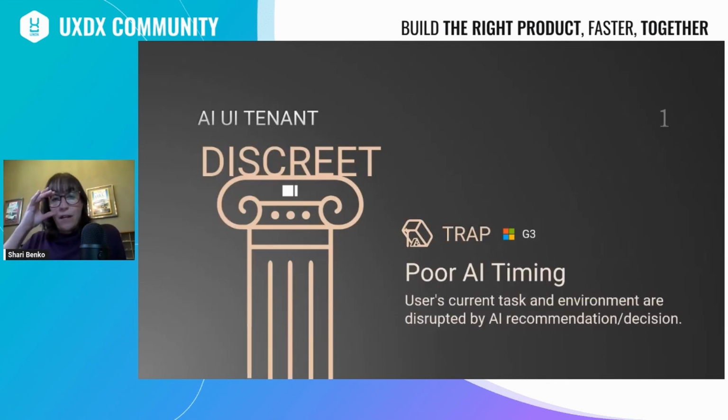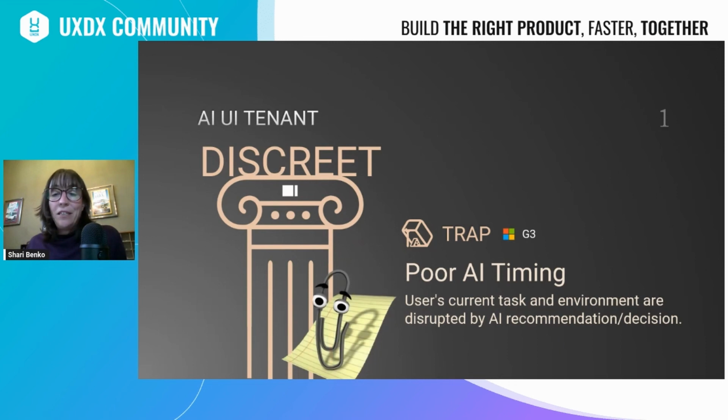So the first one is an existing tenet called discrete. The trap is poor AI timing. So the user's current task and environment are disrupted by an AI recommendation or decision. An example of this is my favorite, little Clippy. He's a perfect example to use, even though he's a little bit old, but he was actually a really brilliant application from an implementation standpoint. He was sort of the precursor to assistant style interfaces and actually used a bit of machine learning that was quite amazing at the time. But the problem was he was implemented really poorly, and people got really annoyed with him because he was disrupting their current task and environment. So the lesson here is just don't be Clippy.